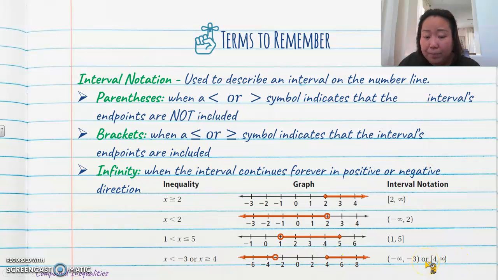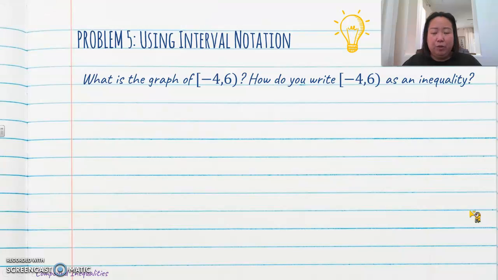So or, okay, now where did our next graph begin? Solid dot on positive 4, and so it's a bracket on positive 4, and where does it end? To positive infinity, and so you can see that this is our notation, okay? So let's see if you understood what will be the graph and the inequality for this, okay?